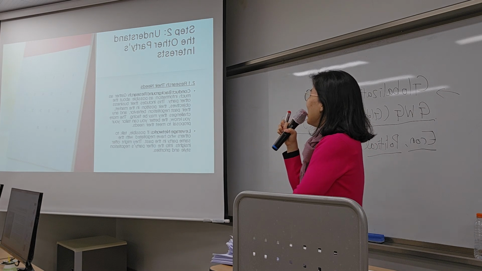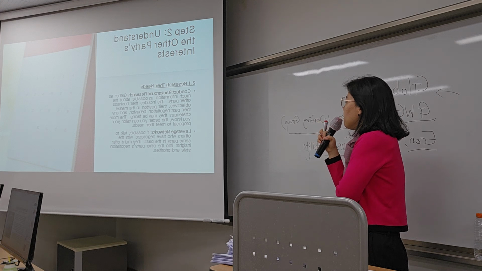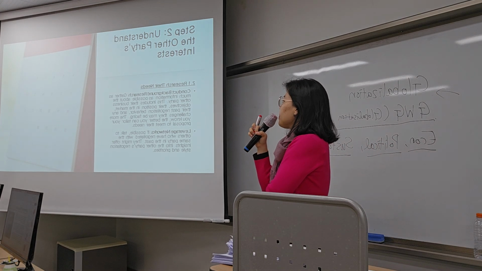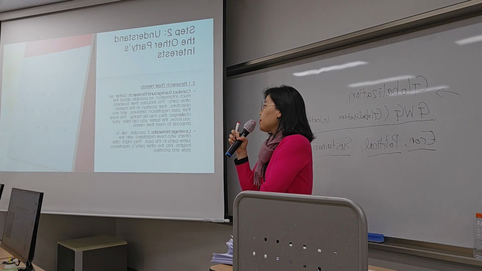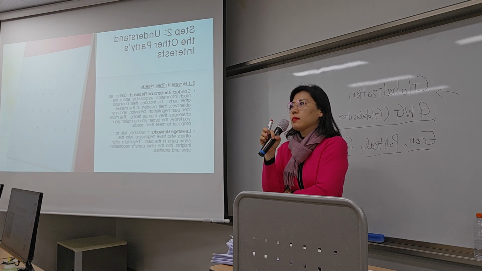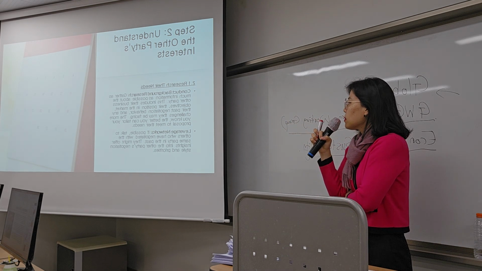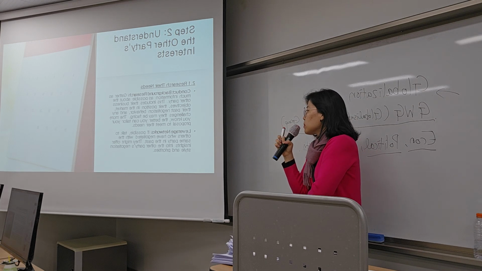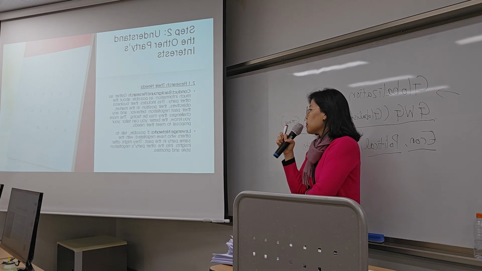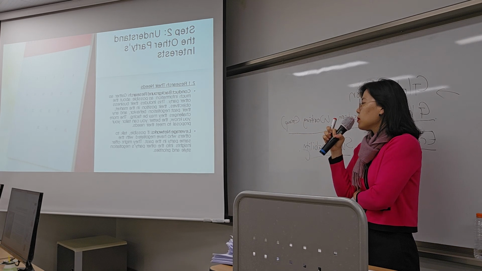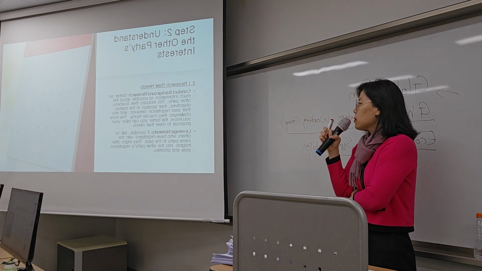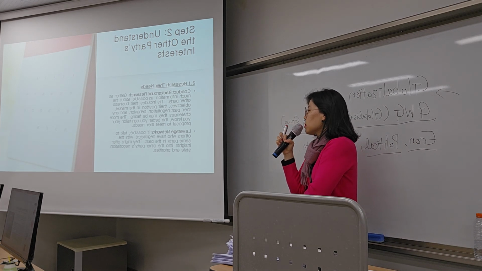Conduct background research. Gather as much information as possible about the other party. It includes their business objectives, their position in the market, their past negotiation behavior, and any challenges they may be facing. The more you know, the better you can tailor your proposal to meet their needs. Leverage networks. If possible, talk to others who have negotiated with the same party in the past. They might offer insights into the other party's negotiation style and priorities.